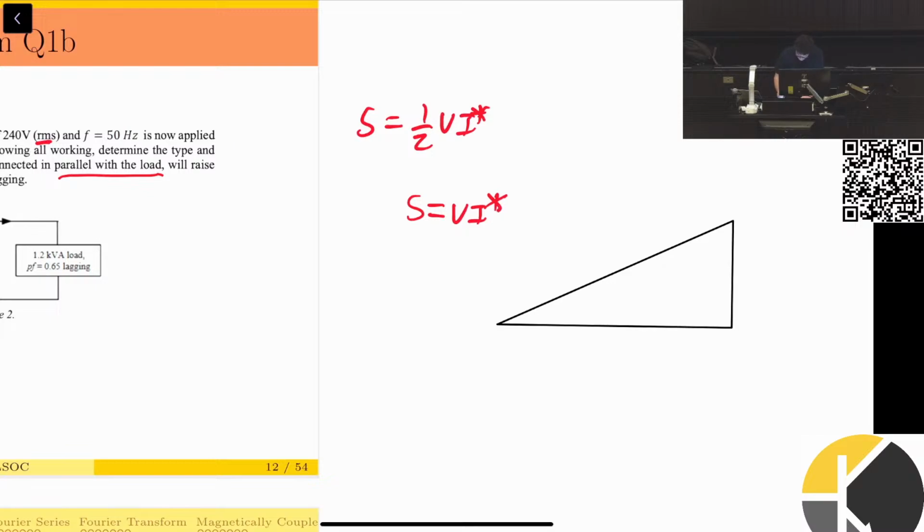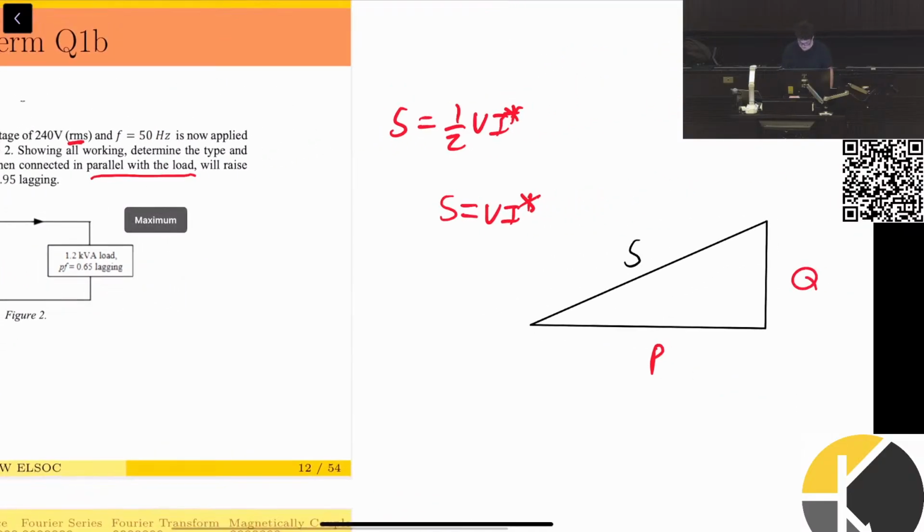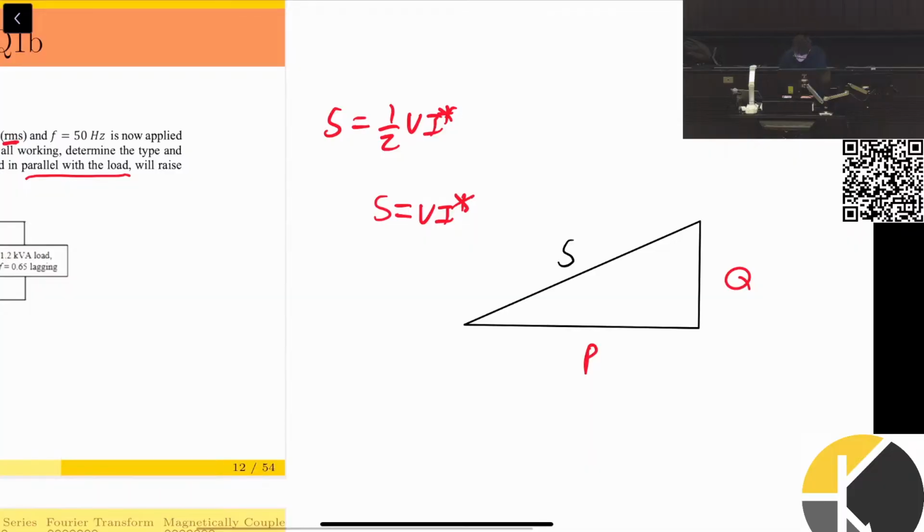We've got some power triangle with some S, some P, and some Q, right? That has some power factor, it has some angle. What we know, because they've told us it's lagging, is we will never decrease Q so much that we'll go to the other side. They very specifically want us to keep S's theta positive. That make sense?